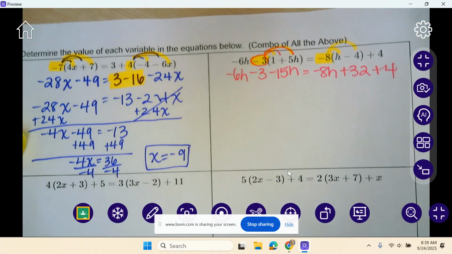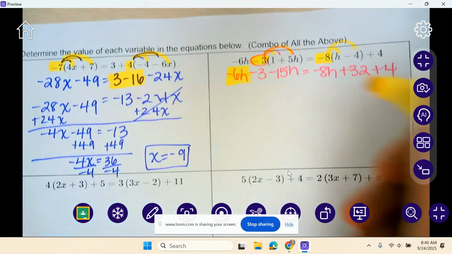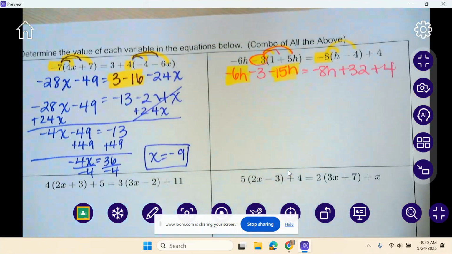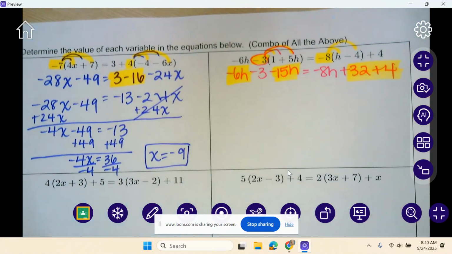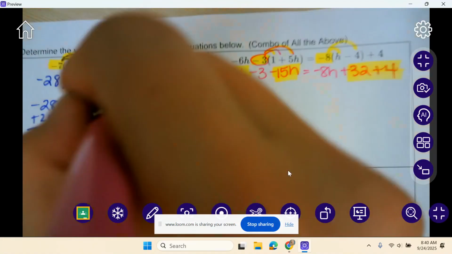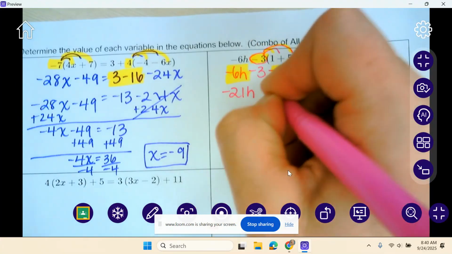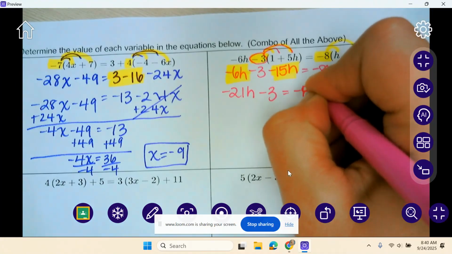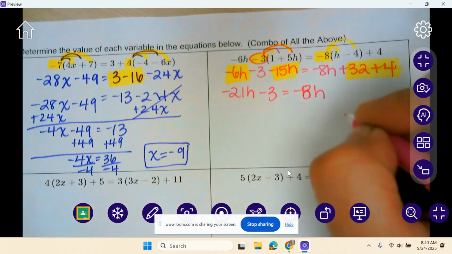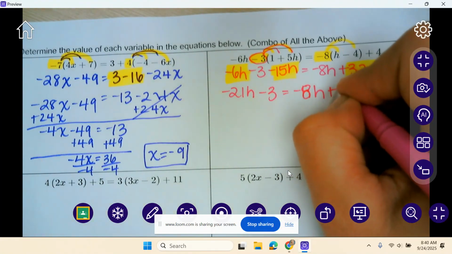All right, so we're going to combine like terms. So the like terms I can combine on this side are -6h and -15h. And then over here, it's going to be 32 plus 4. That's what I'm going to combine. So I get -21h minus 3 equals -8h plus 36.